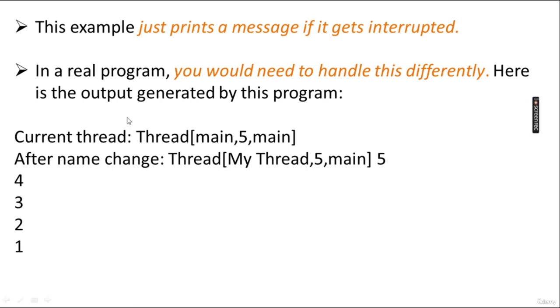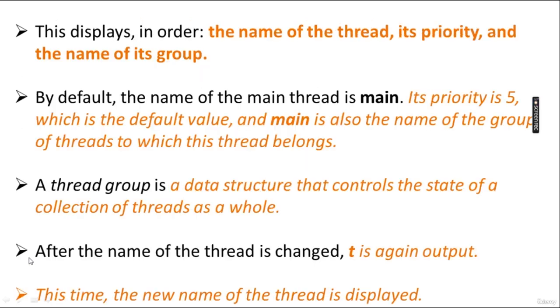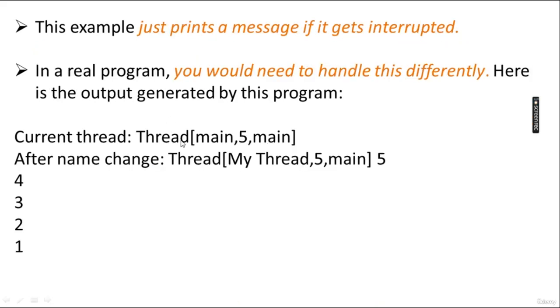Here is the output generated. Current thread is given the name main, and after the name change, My Thread. Then 5 4 3 2 1, and after a 1 second halt it prints each number. This displays in order the name of the thread, its priority, and the name of its group. So name of the thread is main, its priority is 5, and the name of the group is main. Here I have changed the name with t.setName, My Thread, comma 5, comma group name.